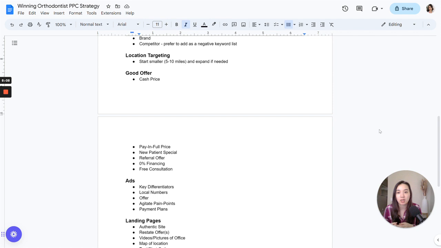We can advertise a cash price for people that are looking to pay in cash, that don't have insurance. That wouldn't be my number one option. That was just the first bullet point that I had here. But that could be something that you can potentially promote. Pay in full price. Some type of new patient special, that's probably the first one that I would recommend before anything. So maybe it's $500 off your orthodontic treatment, or $500 off Invisalign, a referral offer, 0% financing, and a free consultation.